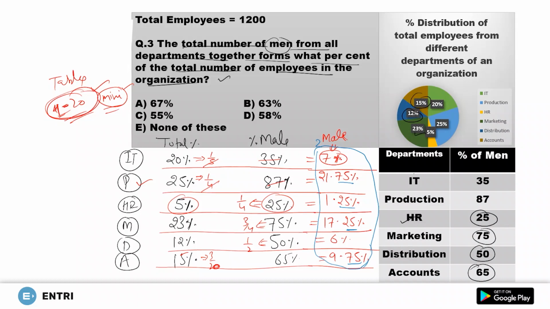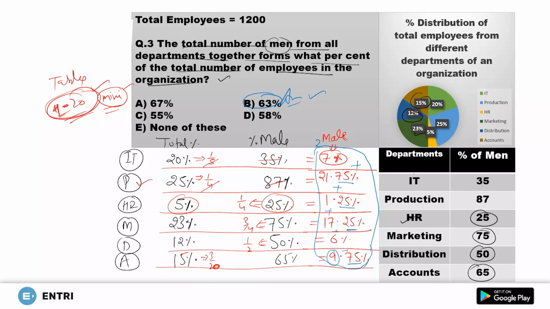Now 7 plus 2 is 9, 21, 9, 30, 31 plus 17, 48, 48 plus 6, 54, 54 plus 9, 63. So this 63 is the right answer. So you just added all these, and you have got the answer. Okay. Now see one thing here.